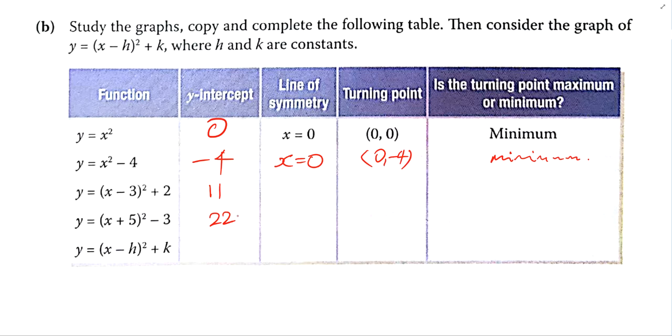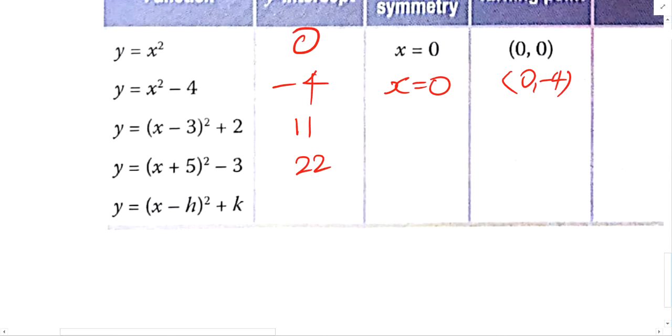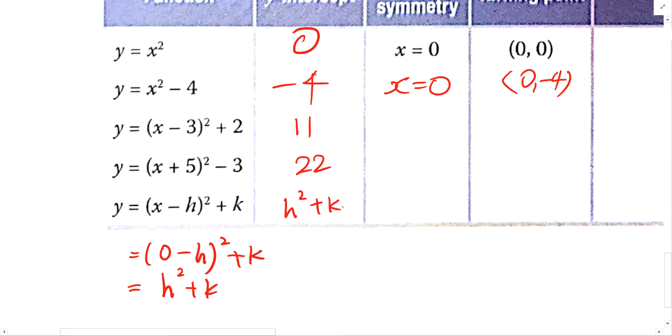And the last one. What do you mean don't know? Come on, you can do it. What have we been doing to find the y-intercept? Sub x equals to 0. Just that in this case, I can't use my calculator anymore. So what is the value when x equals to 0? Try and think. What happens when x equals to 0? Substitute. 0 minus h square plus k. What do we get? H square plus k. Yeah, that's it. Is it difficult? No, it's not difficult. Okay, next.